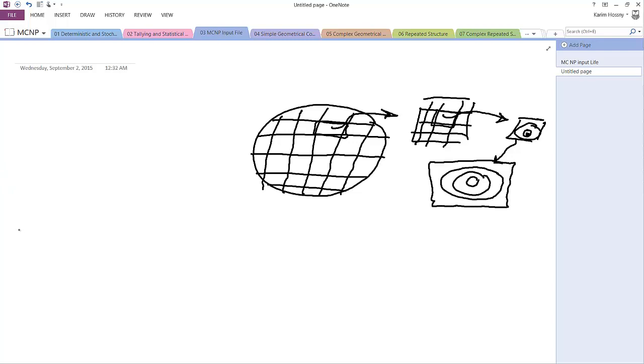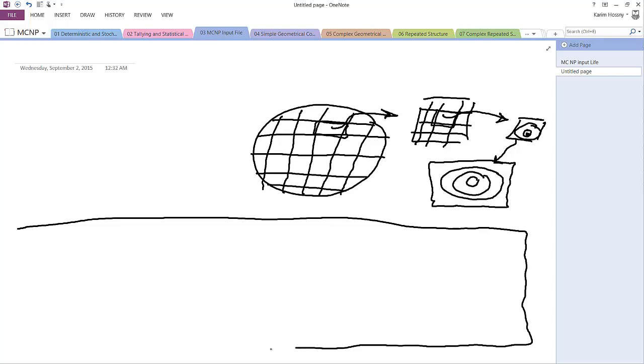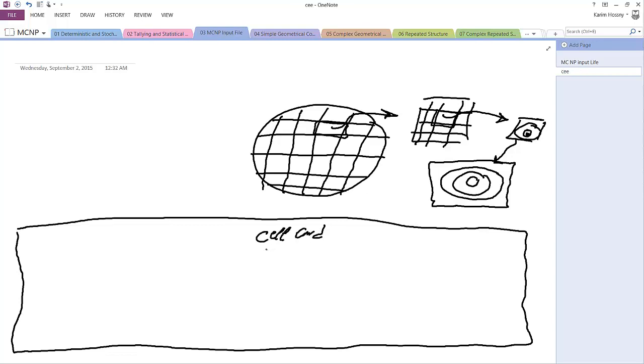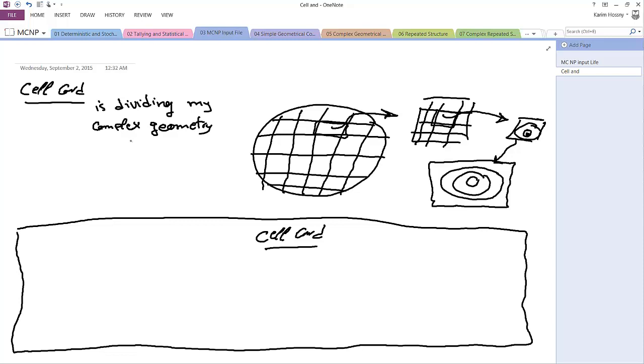Therefore, the cell card consists of several basic inputs, several minimum inputs. Basically, the cell card is dividing my complex geometry into several cells.